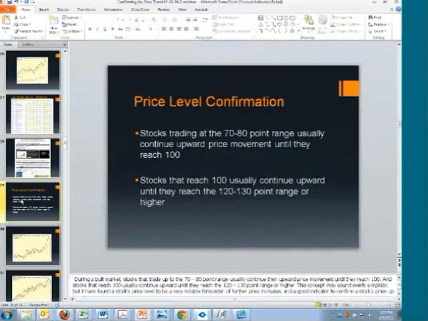Another trend confirmation indicator I use is the actual price level of the stock. I found through experience that stocks that trade up to that 70 or 80 point range usually continue upward until they reach 100. And then if a stock reaches 100, it usually continues up till it reaches the 120 to 130 point range or even higher. So this is a very simple indicator.